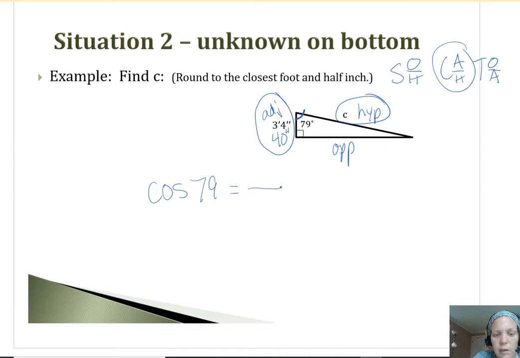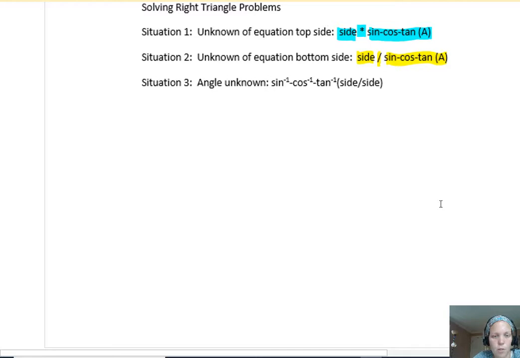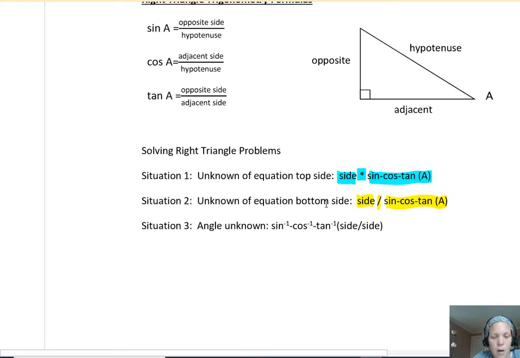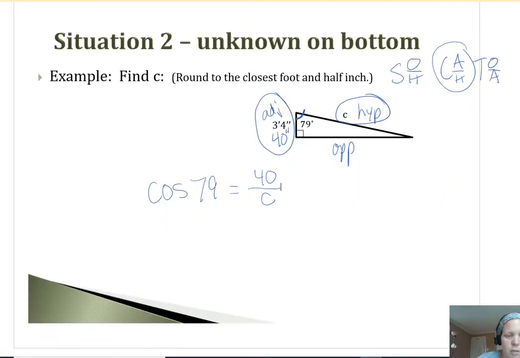So cosine 79 is adjacent over hypotenuse. So 40 divided by C, or just put X, either way. So if my unknown's on the bottom, I'm not going to show the algebra here. If I set up my equation, I'm looking at my formula sheet, unknown is the bottom. So this is situation 2, side divided by the trig part. So I'm going to take 40 divided by cosine 79 in my calculator. 209.633.